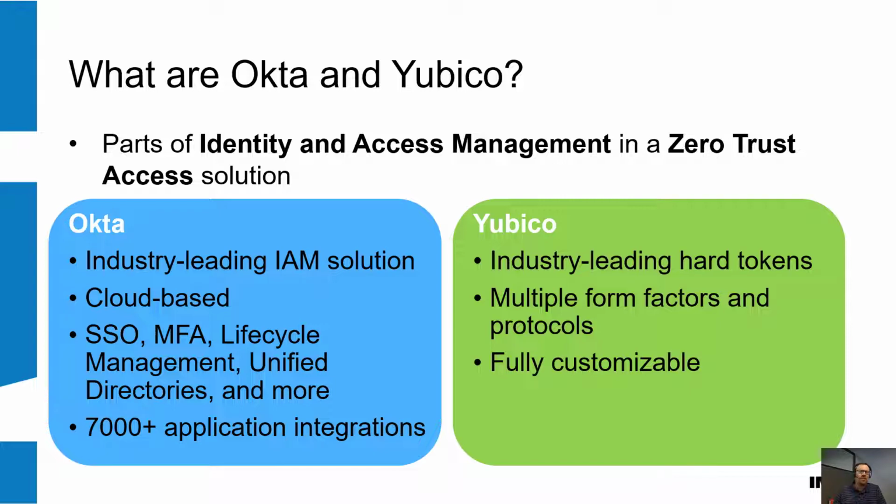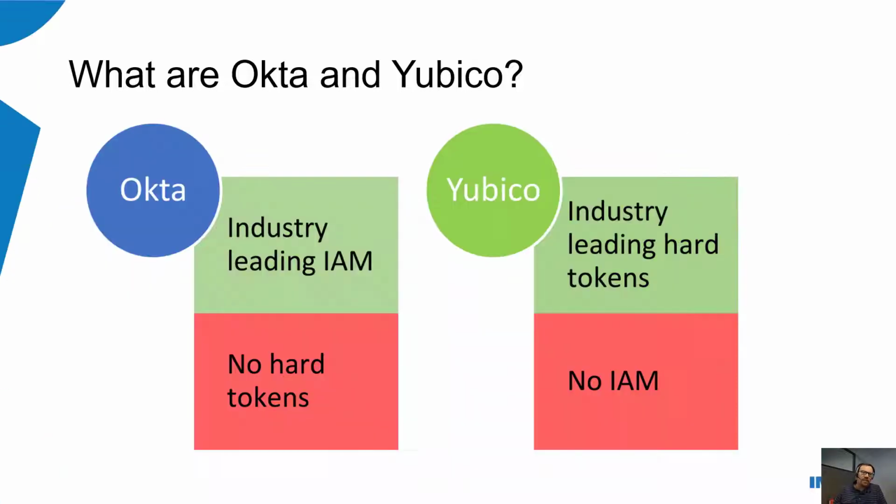Now, those may both sound great. You may say, well, why does Okta need Yubico? What it comes down to is this: Okta is an industry-leading identity and access management solution. But they are cloud-based, they are operated from the cloud, and as such, they have no actual physical hard tokens. They rely on other vendors to integrate for that.